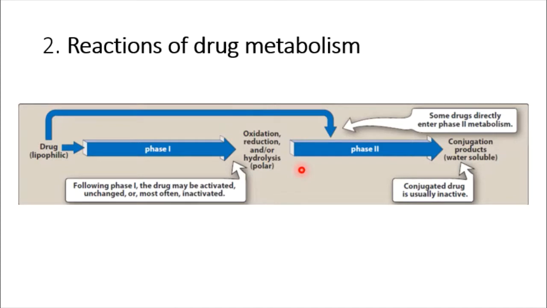And usually phase 1 converts the drug to a more hydrophilic component that can be easily conjugated in phase 2 with a molecule that facilitates the excretion of this drug. It's not necessary that the drug should pass through both of these steps. It might only pass through phase 1 processes, and it might also pass only through phase 2 metabolic processes.